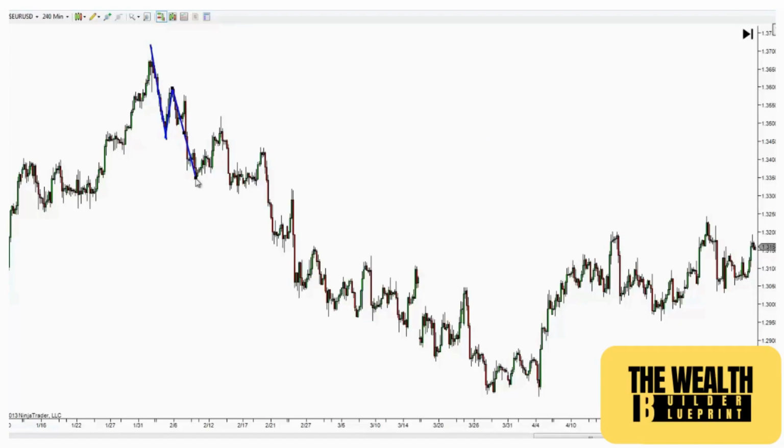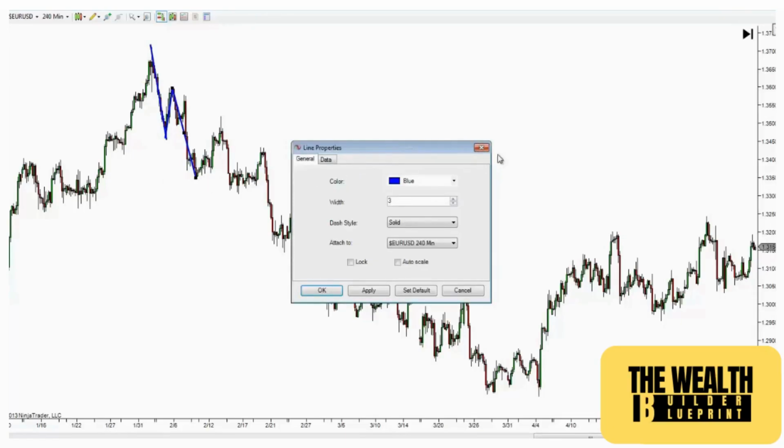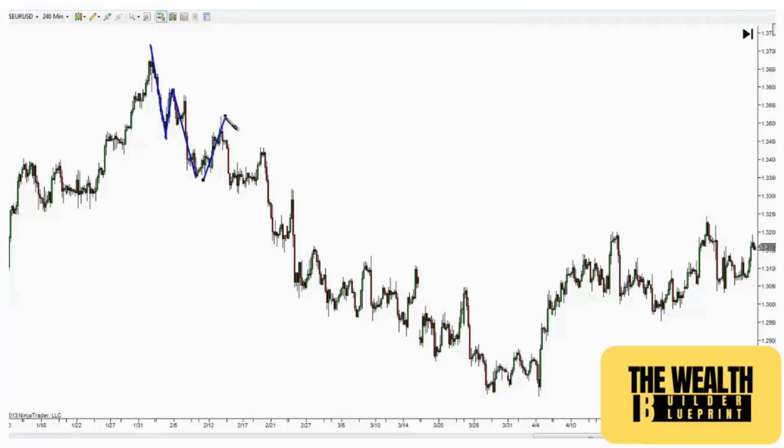We have a new structure low. Outside return, lower low, lower close, giving us a new structure low. Outside return, lower low, lower close, giving us a new structure low.